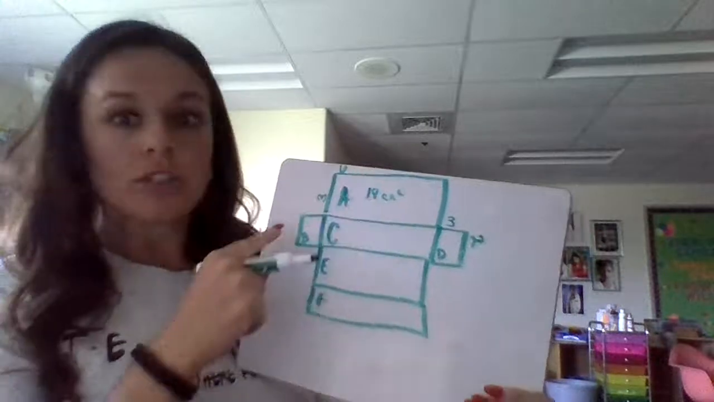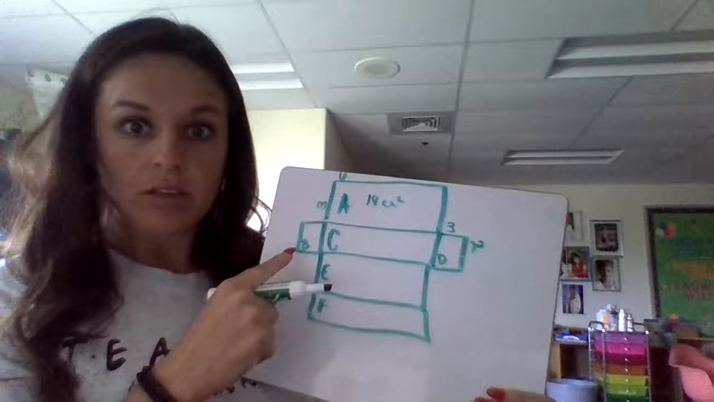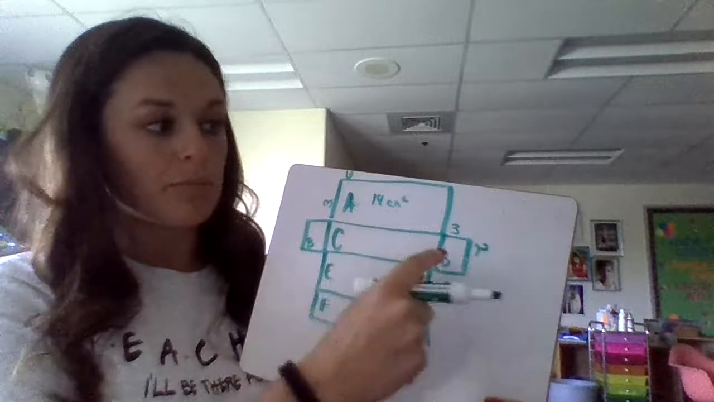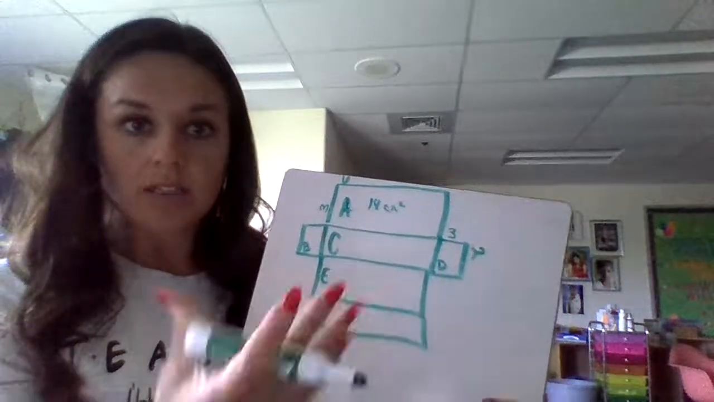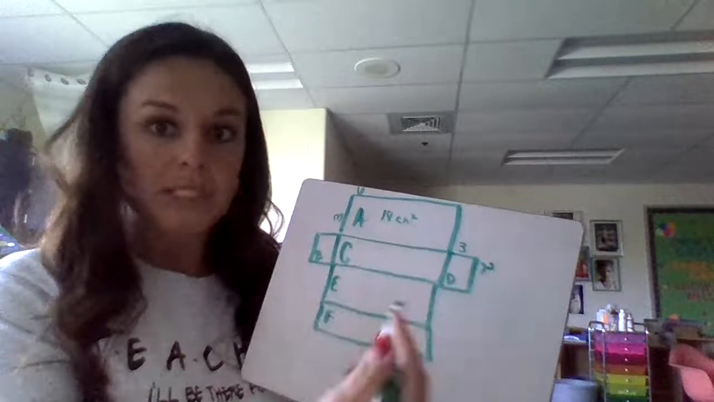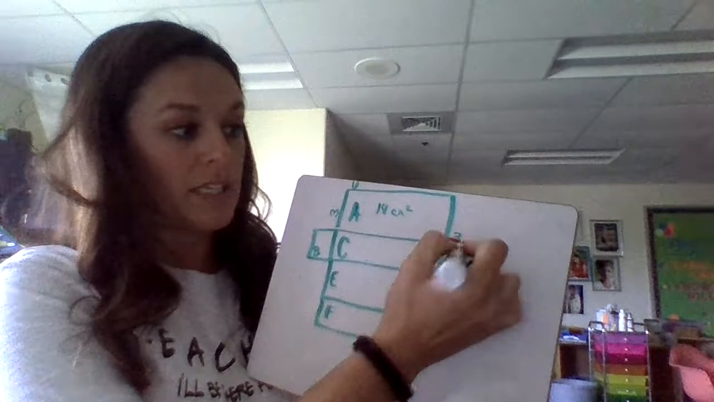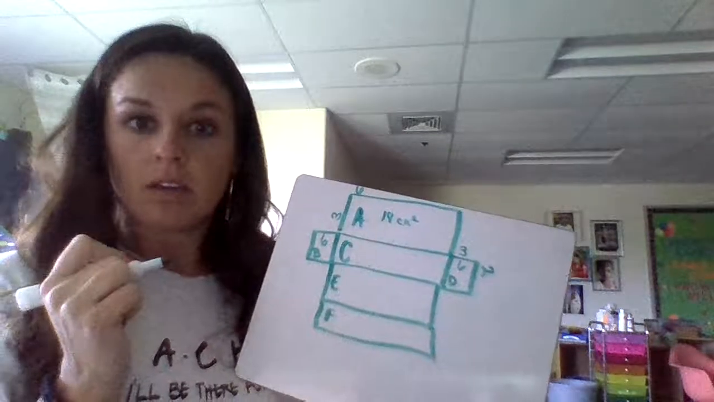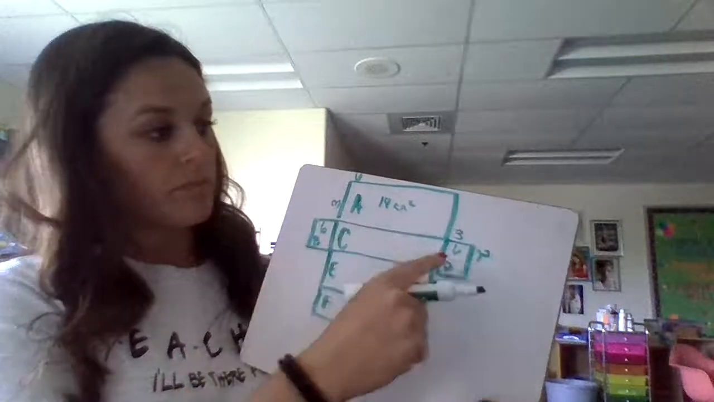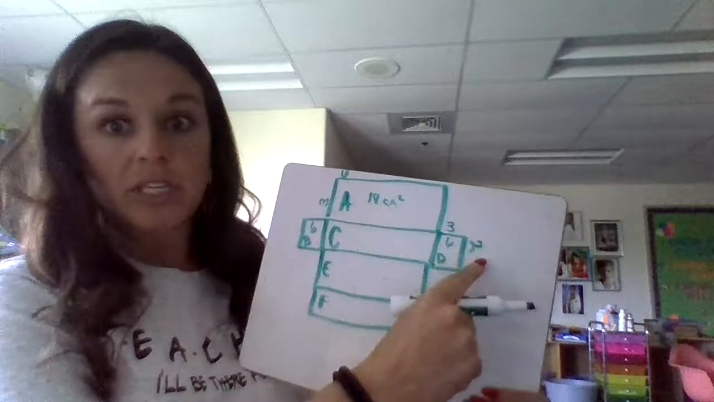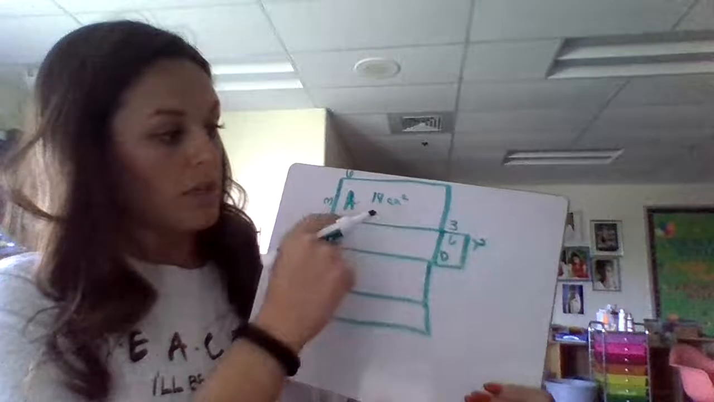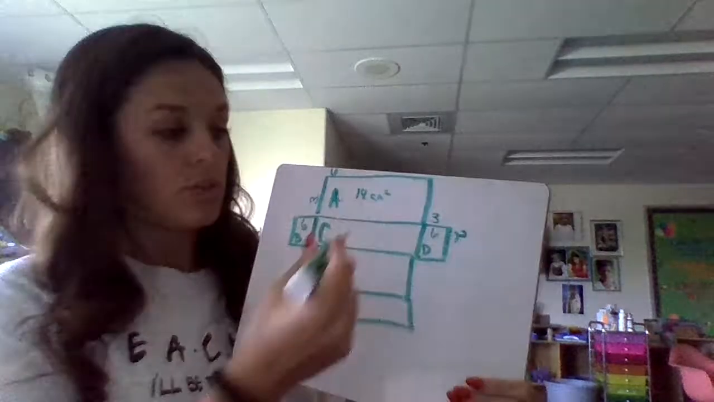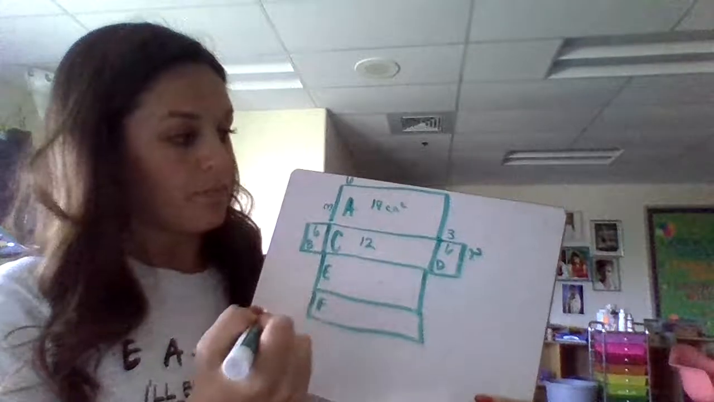B, there's no numbers here, are there? Well, guess what? This side is going to be the same as this side, right? Because if you fold it together, they're going to be the opposite sides. So 3 times 2 is 6. So that means that B is also 6. Now we need to do C. This side is going to be 2. And this side is going to be 6. 6 times 2 is 12.